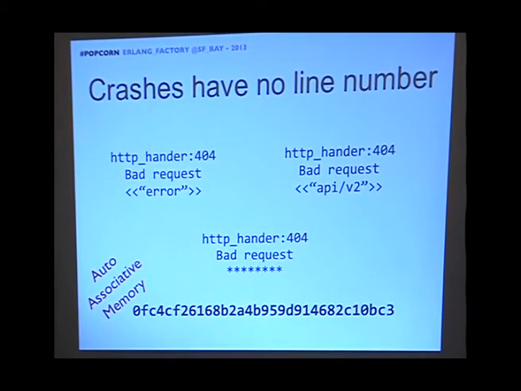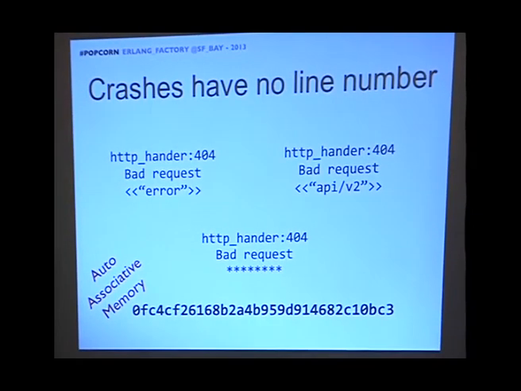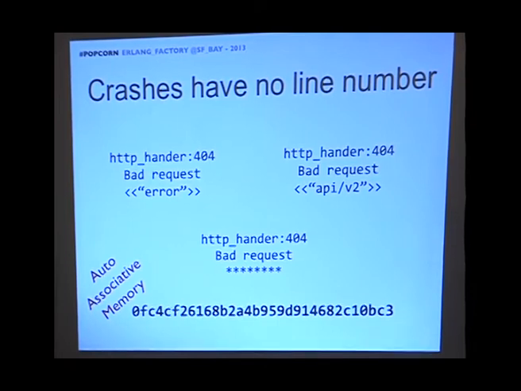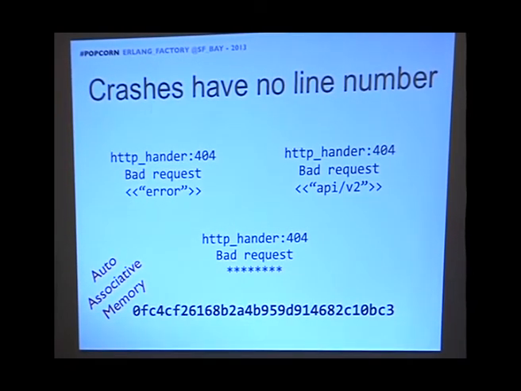That runs slightly afoul when you get crashes because they have no line numbers. So we need a system by which we can collapse down common descriptions of errors into an addressing scheme. It's a little bit similar to auto-associated memory. In this case, we generate MD5 checksums from the data.